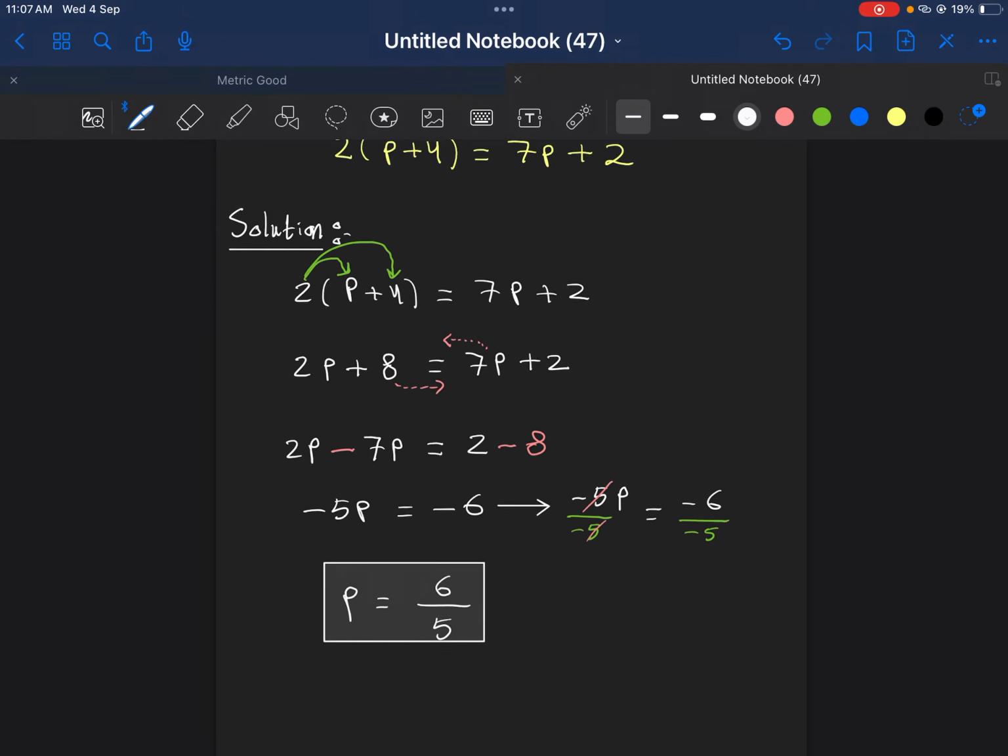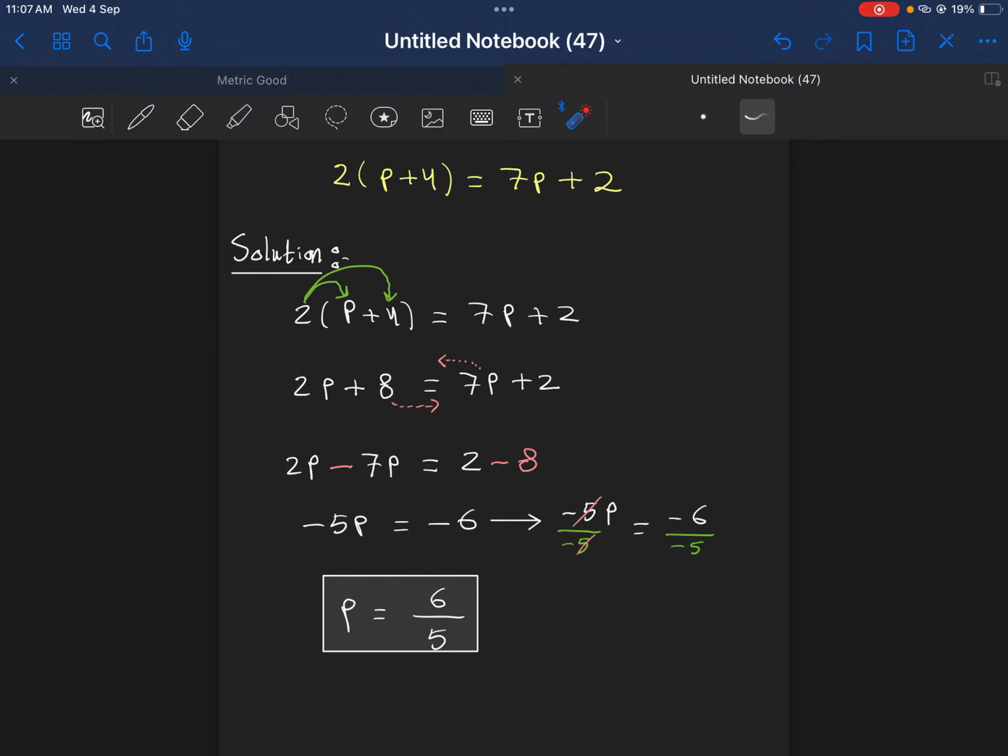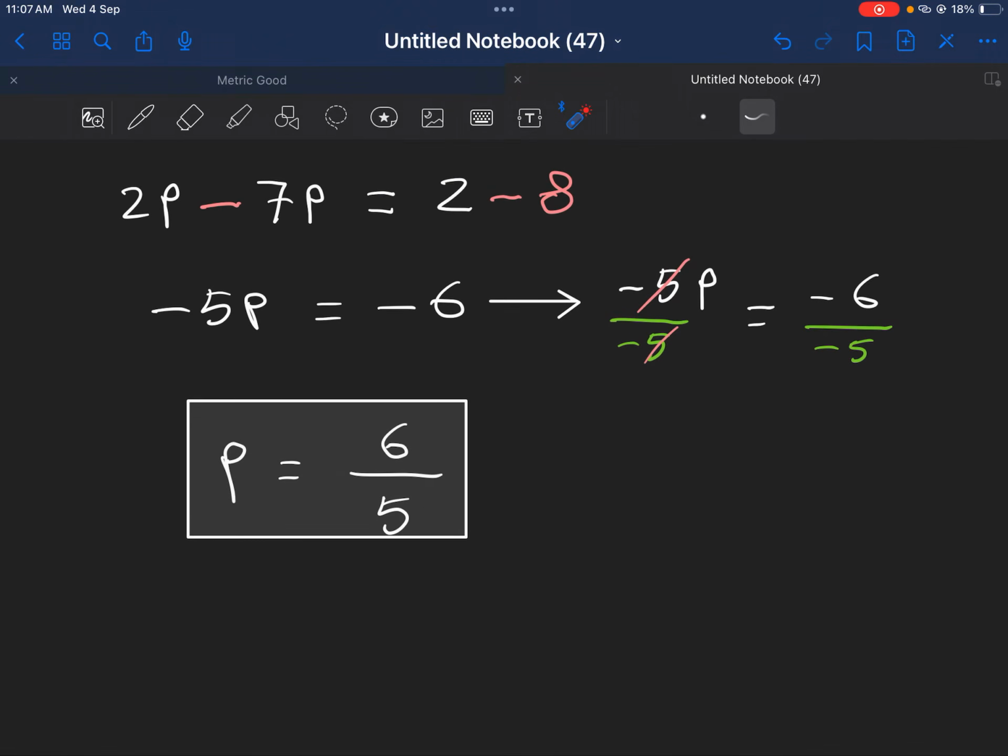Of course, how do I check if my answer is correct? Substitute here 6 over 5 and calculate with your calculator. If you get the same number left and right, that means your answer is correct and you are sure that you have the right answer. And that's the nice thing about solving equations, that you always can check if your answer is correct or not.